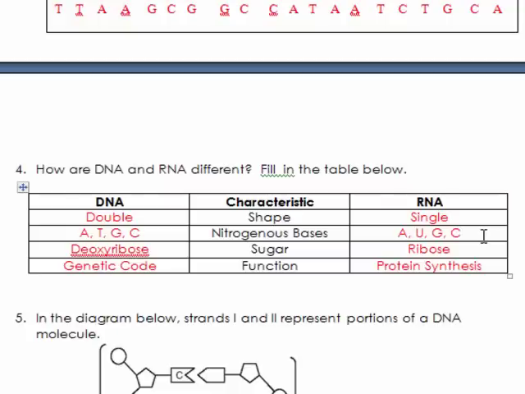The sugar found in DNA is deoxyribose. The sugar found in RNA is ribose. The function of DNA is to carry the genetic code, and the function of RNA is to play a major role in protein synthesis, or the production of proteins.